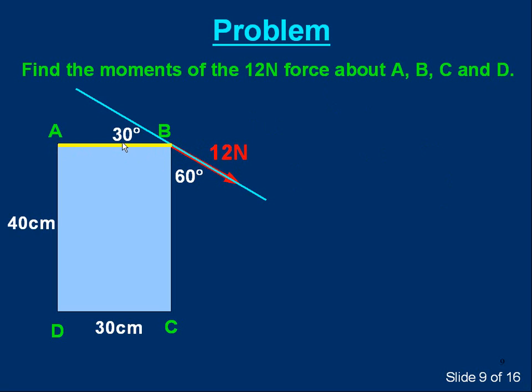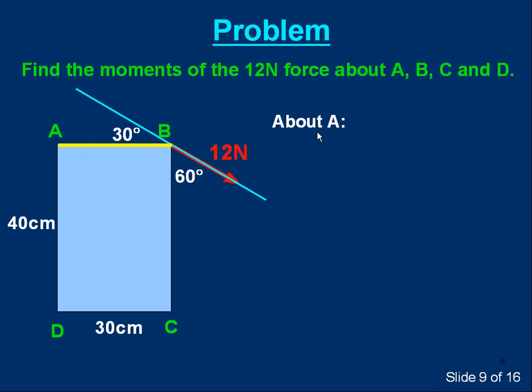You will note the angle between this line AB and the line of action is 30 degrees. 60 and another 90 make 150. If we take off 150 from 180, it leaves us with 30 degrees here. 60 degrees is not the angle we need. We need the angle between the line of action and this line AB, joining the point we're taking moments about to a point on the line of action. That's a critical angle, 30 degrees, not 60.